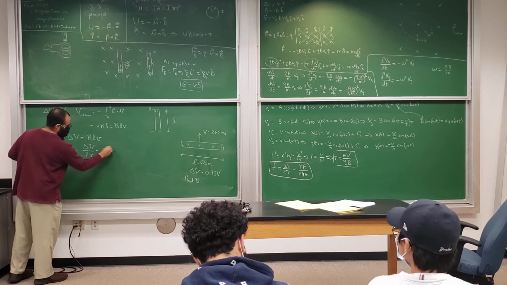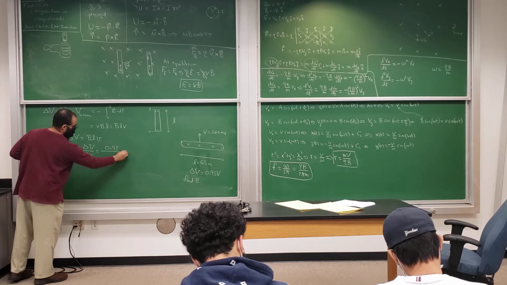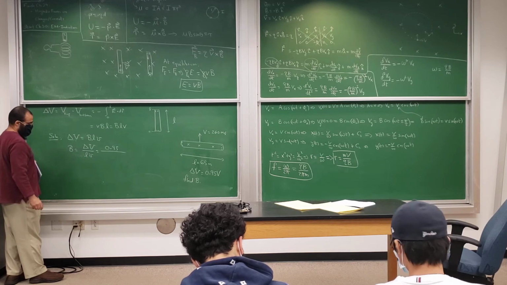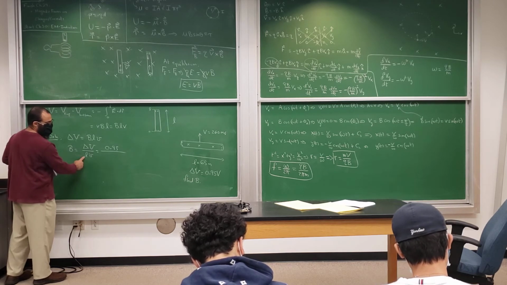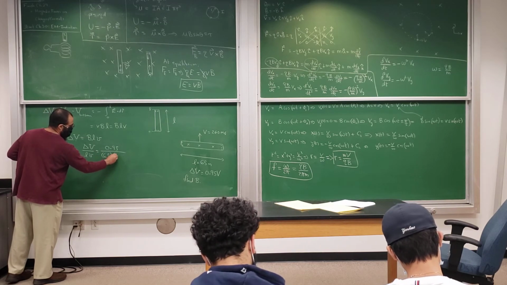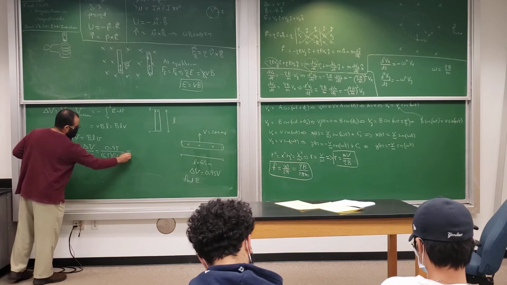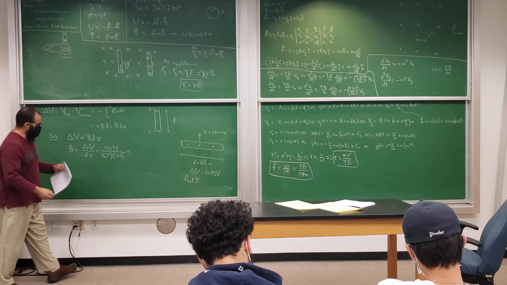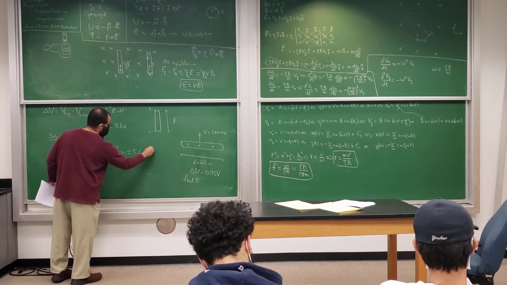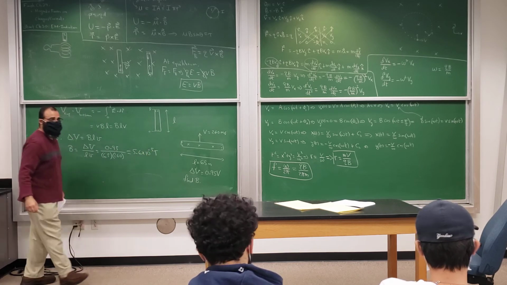They said 0.95 for the potential difference divided by L times V. The length is 65 meters, and the speed is 260. And this turns out to be 5.6 times 10 to the minus 5 Tesla. That's it.